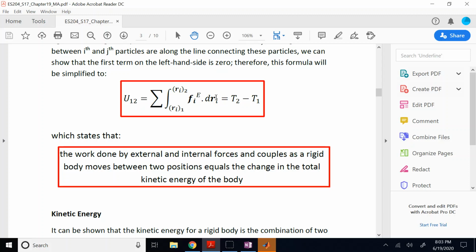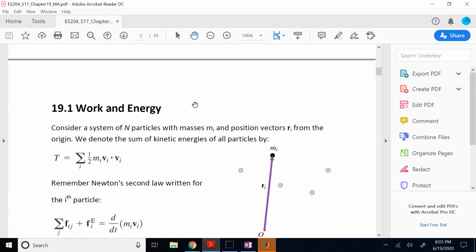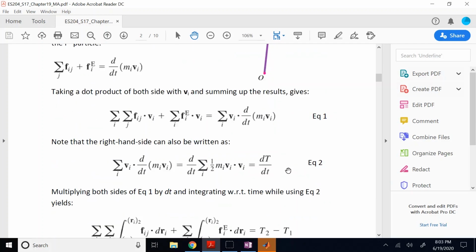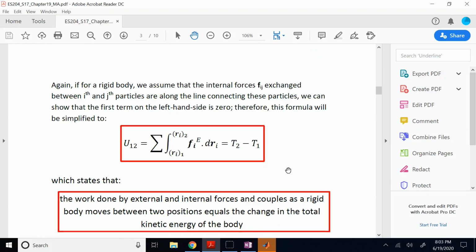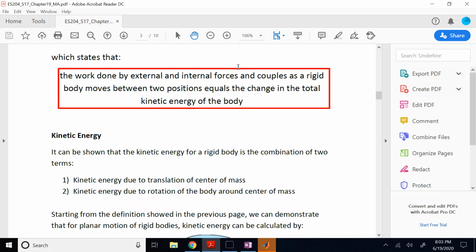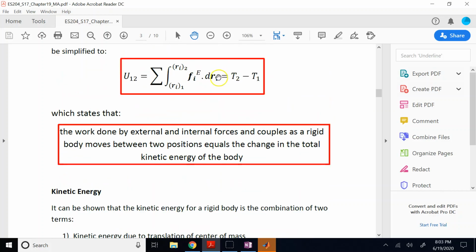But if it's just a single rigid body, and we consider a single rigid body as a system of particles, then yes, the internal forces between the particles inside the rigid body are only basically gravitational attraction, and they definitely cancel out. Okay, so we have to pay attention, but the principle of work energy still holds, still exists, and we can use it.